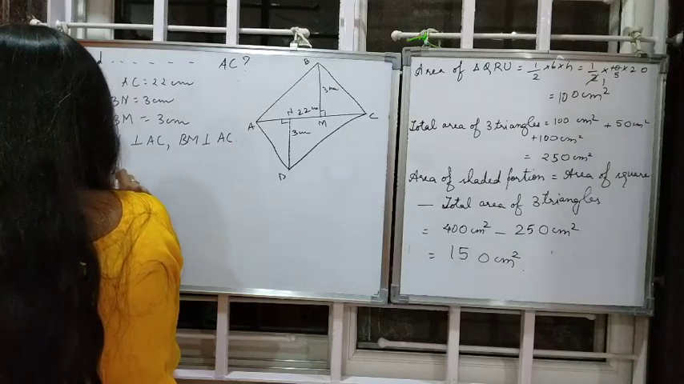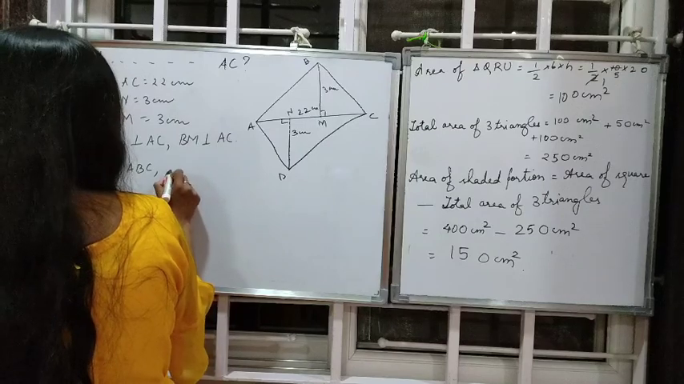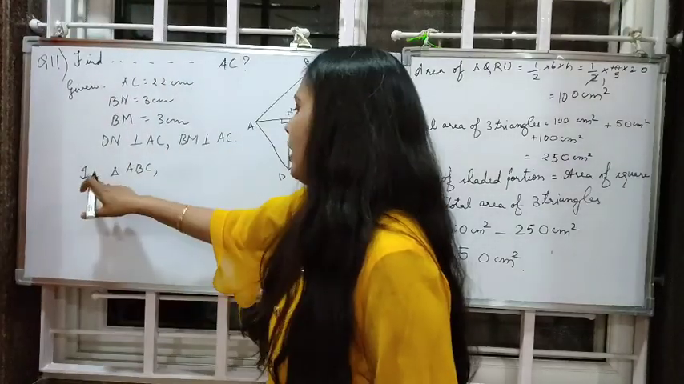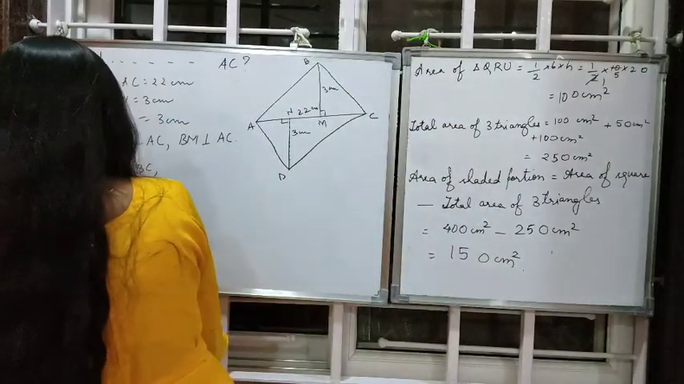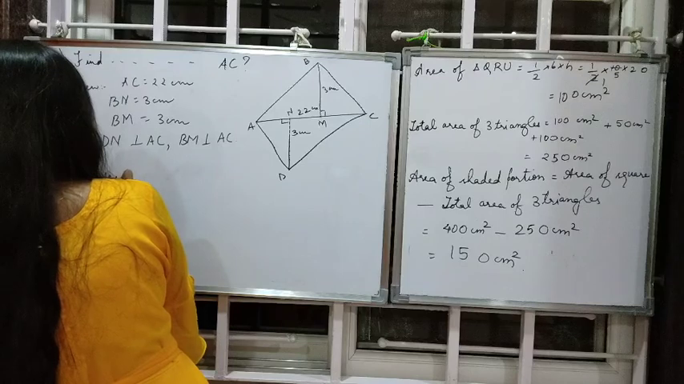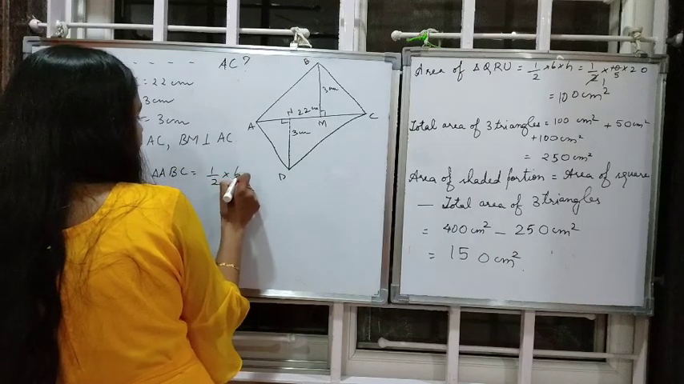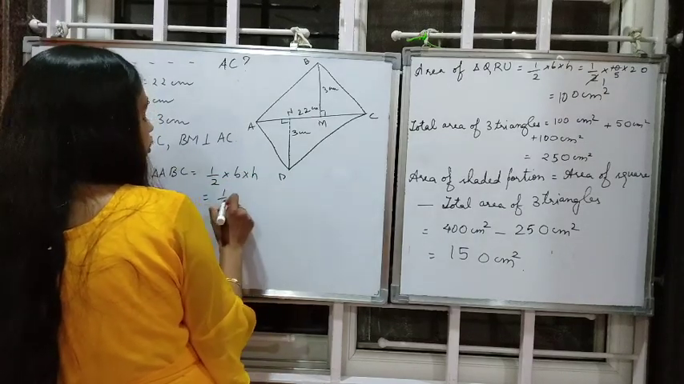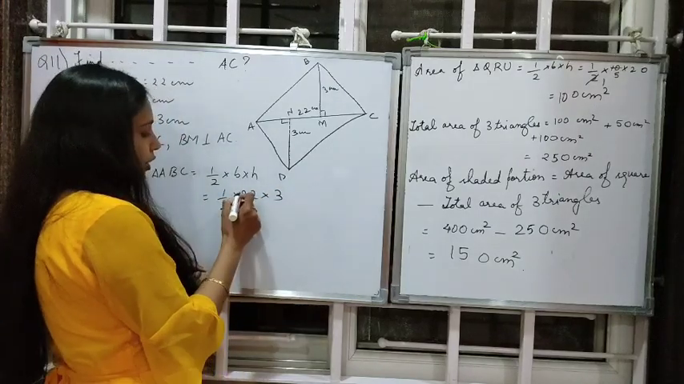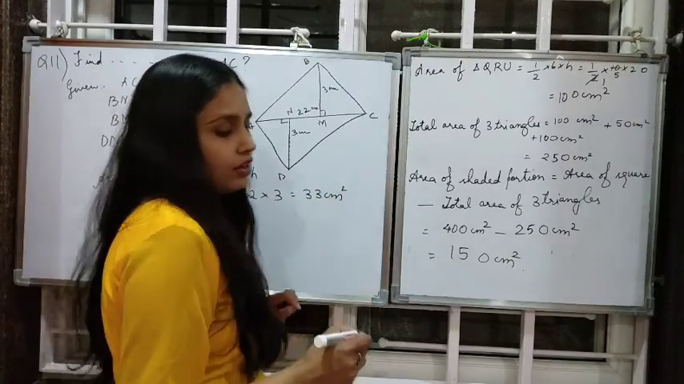So in triangle ABC, AC is equal to 22. This we don't have to write because we have already written. Directly we find the area of triangle ABC, which is equal to half base into height, which is equal to half into 22 into 3. Okay, 2 and 22 will get cancelled. This is 11. 11 threes gives us 33 centimeter square. Okay.